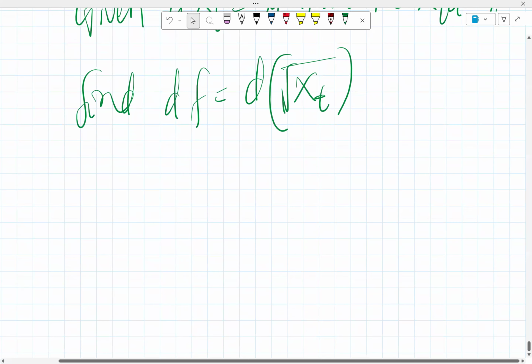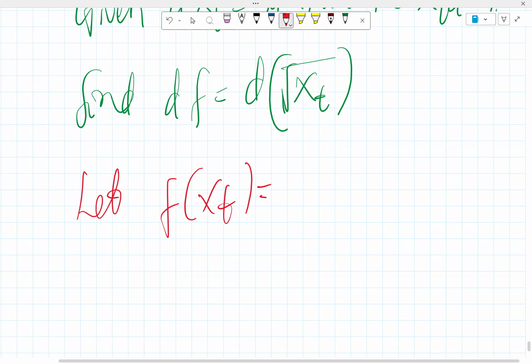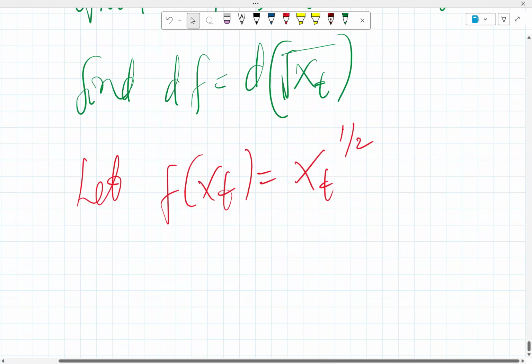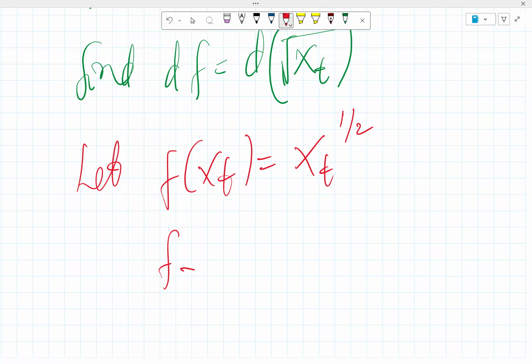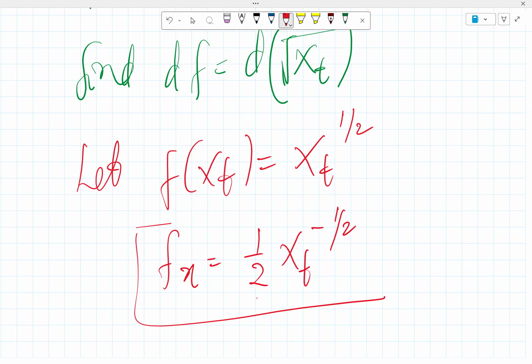So now we go straight up and we say, let f of x_t be equal to x_t raised to the power half. That gives us an idea of what f of x should be. If that is the case, we can then get f_x, the first derivative, which is half x_t raised to the power minus half. That's bringing down the power half, then reducing the original power by 1, which is half minus 1, which is minus half. So we have f_x to be this.